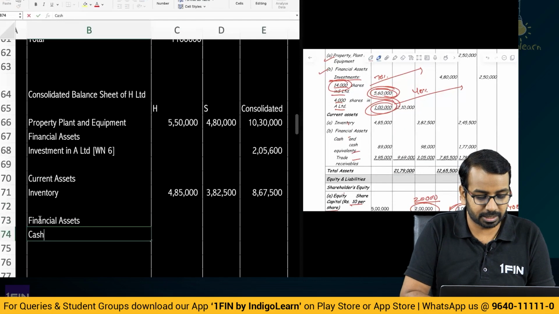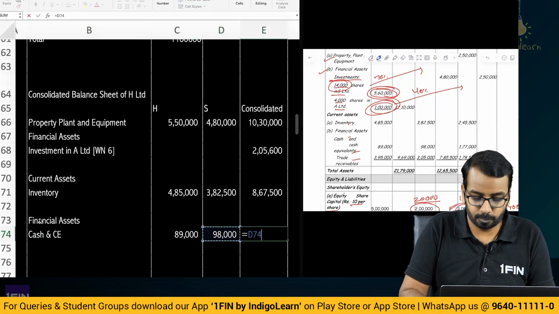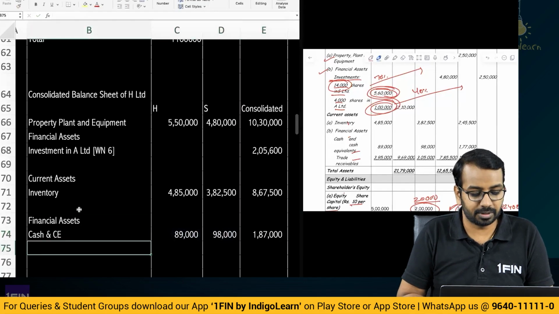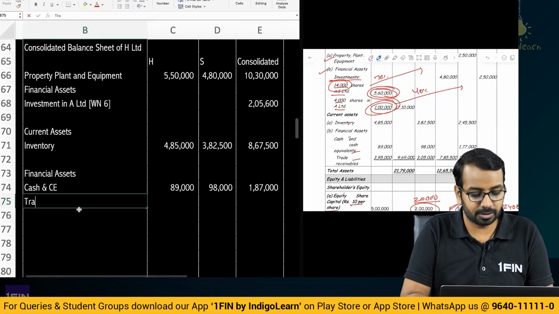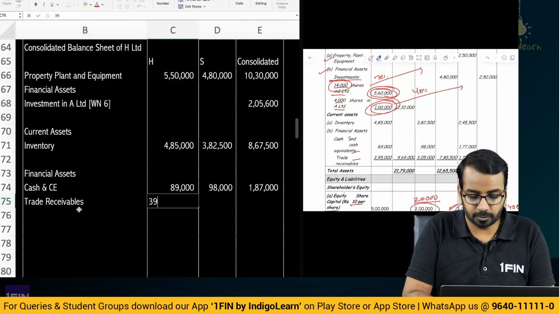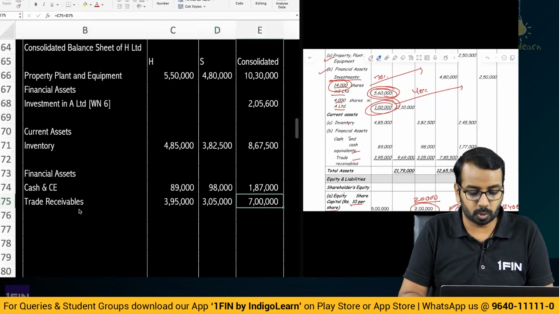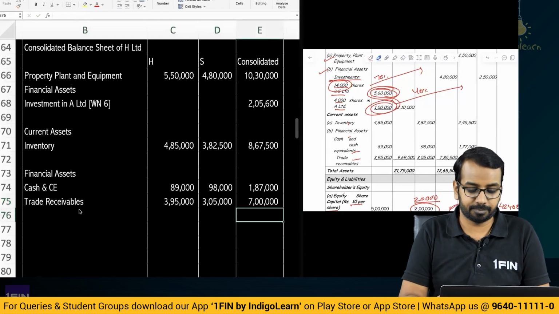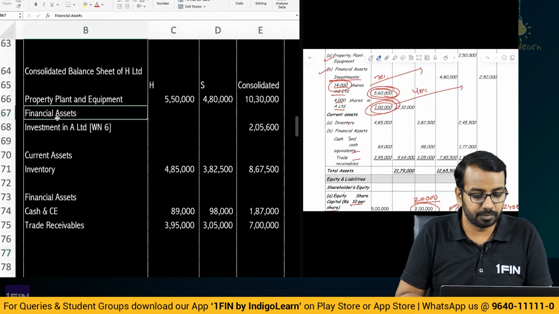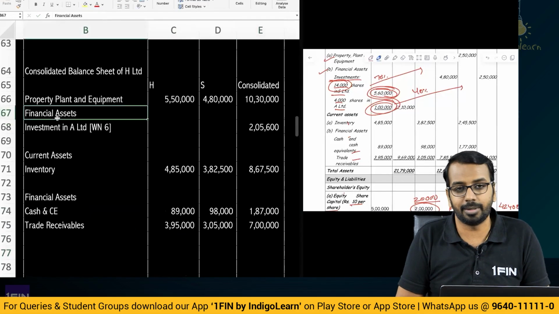Cash and cash equivalents: 89,000 and 98,000, so the sum of these two will be 187,000. Then trade receivables: 395,000 and 305,000. The total comes to 7 lakhs. Then we have goodwill, but goodwill is impaired, so goodwill will not appear in the consolidated balance sheet.